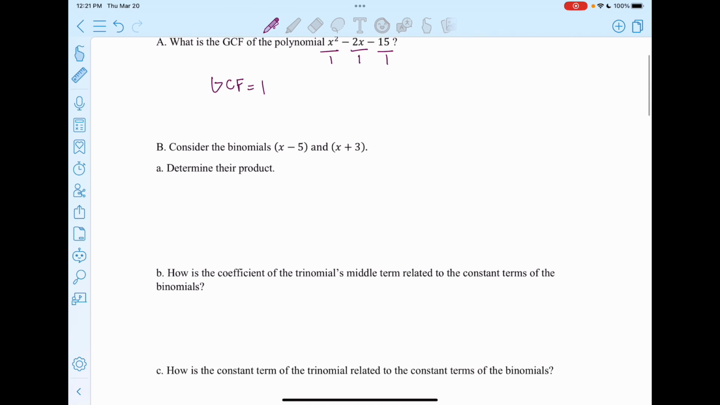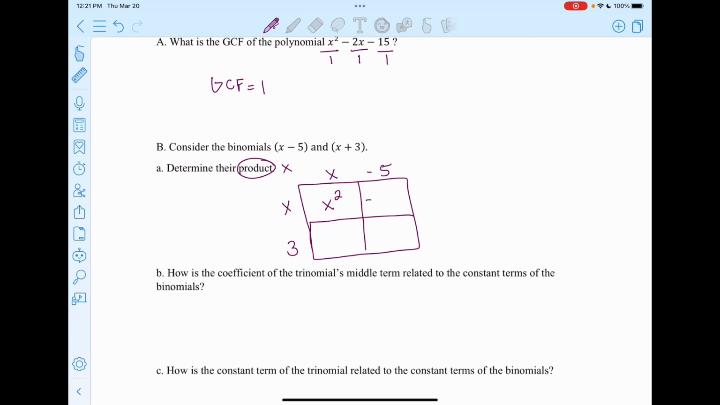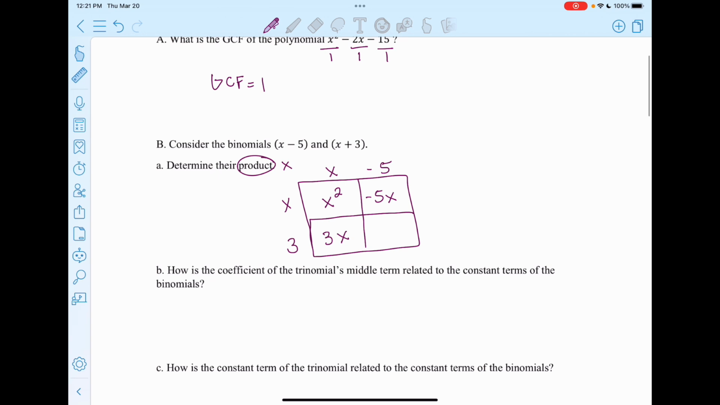So we're going to do some investigating. Consider the binomials x minus 5 and x plus 3. Determine their product. That means that we want to multiply them together. So I'm going to draw my magic box. I have x minus 5 and x plus 3. X times x is x squared. X times negative 5 is negative 5x. 3 times x is 3x. And 3 times negative 5 is negative 15. When I combine my like terms, I am left with x squared minus 2x minus 15.